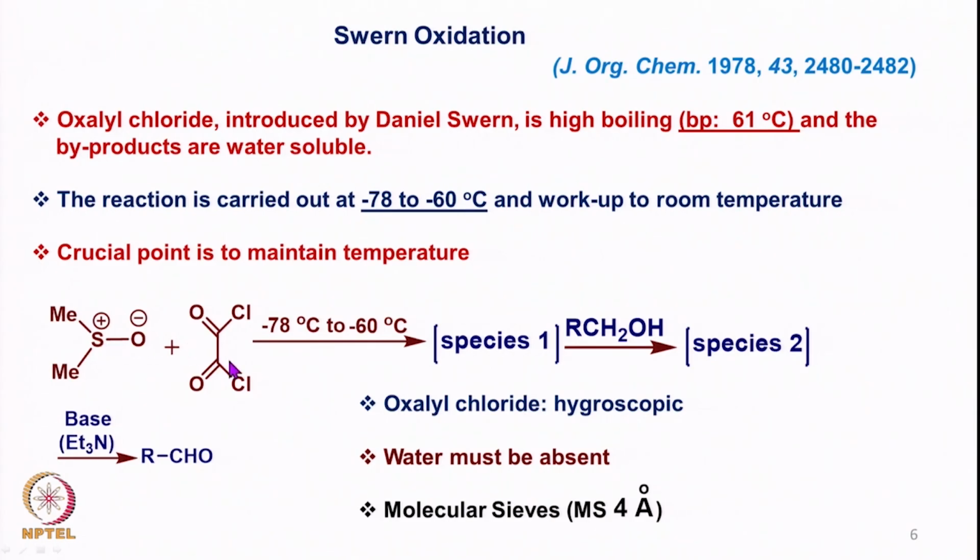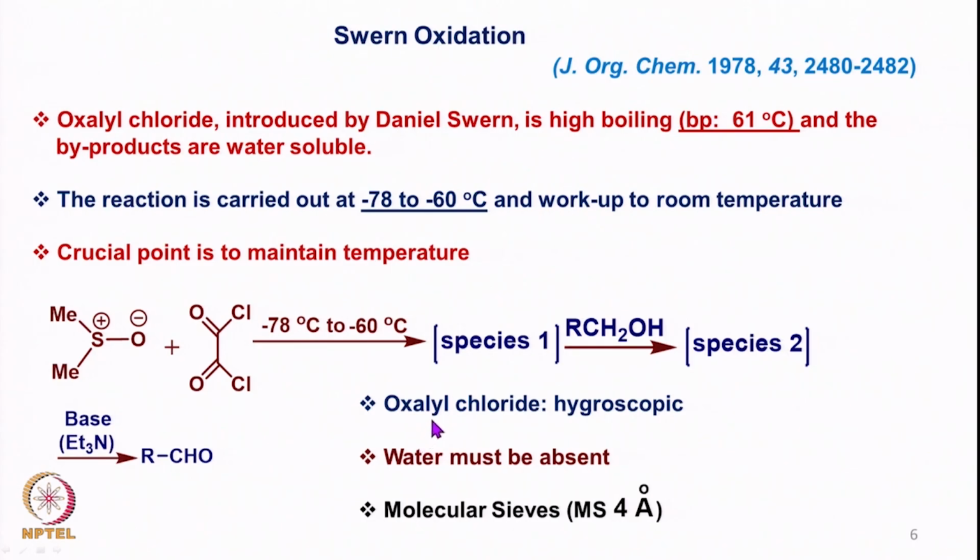When DMSO reacts with oxalyl chloride at -78 degrees and slowly it is brought to -60 degrees, then we get a species 1, and this species 1 then reacts with the alcohol to form a species 2. Then that species reacts with triethylamine to form the corresponding aldehyde.